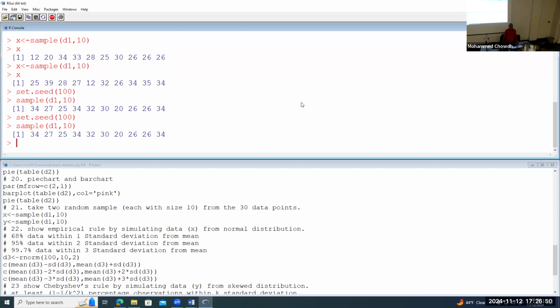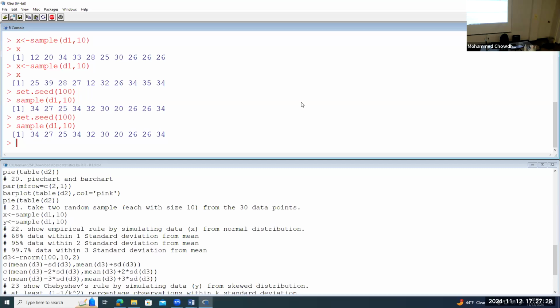Do you understand? Okay. Take a look at that. First line, I took a sample and got 12, 20, 34, 33, 28, 25, 30, 26, 26, 26, right? And then second line, I again take a sample that is different, right? But if you want to take the same sample, you have to use set.seed equal to 100.